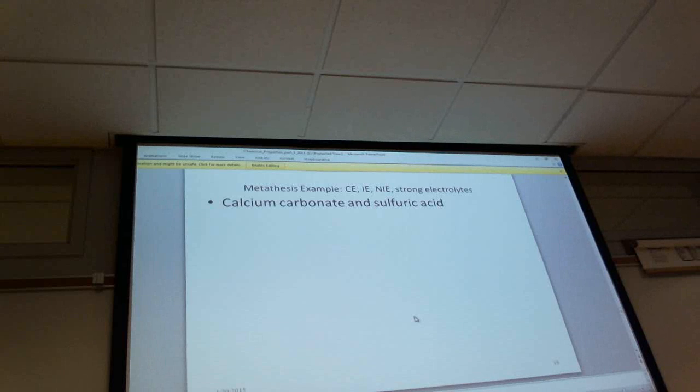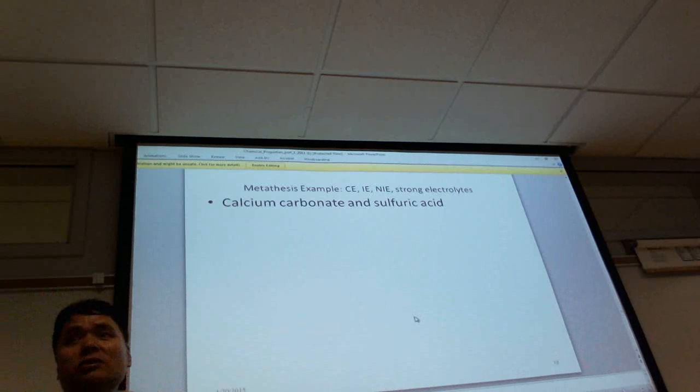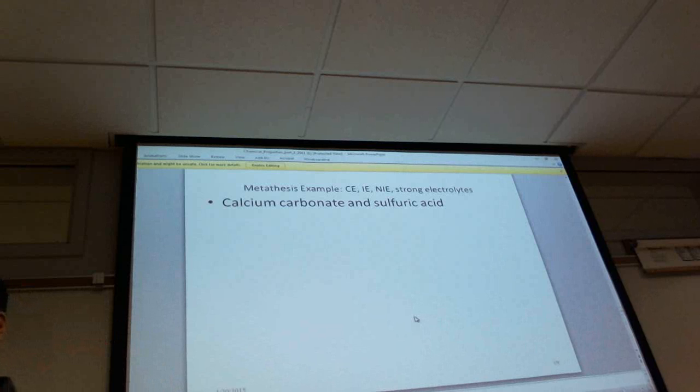But calcium carbonate, what is that? Is that a solid, liquid, gas? This is a solid. Ionic compounds, for the most part, are all solids. But there's water around. Where's the water coming from? The sulfuric acid. Sulfuric acid is a solution of H2SO4 with water. And so there's plenty of water around.